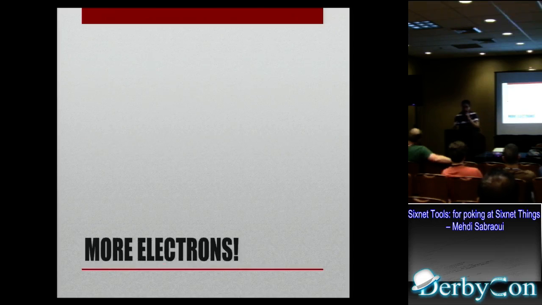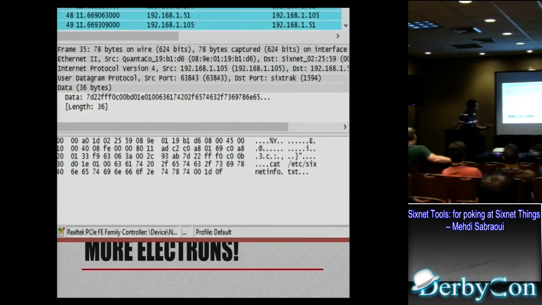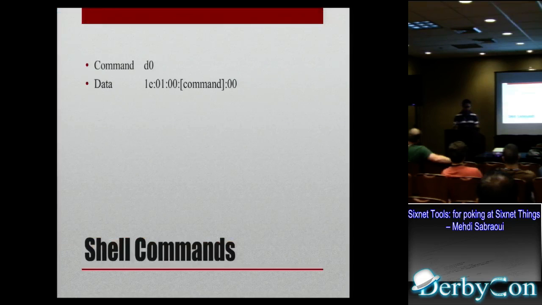So, more electrons. Let's see what else we can do with this. Playing around more with the toolkit, more with Wireshark, and suddenly this comes up. I don't know if you guys can read that back there. Cat /sixnetinfo. That kind of looks like a shell command. So let's see what we can do with that. Here we have shell commands.